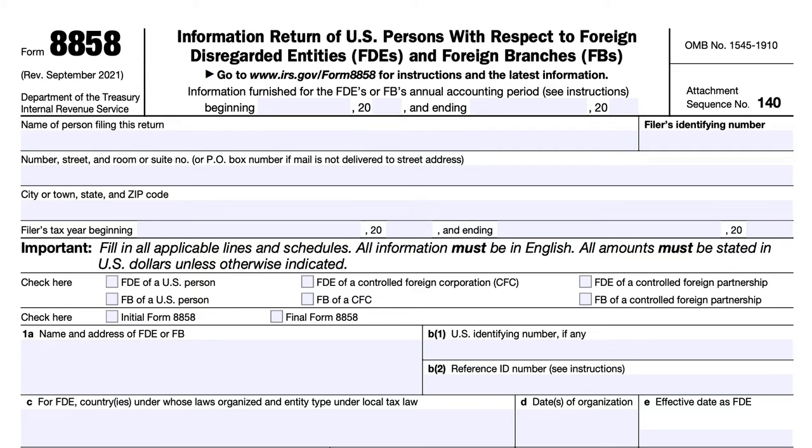This form pertains to certain U.S. persons that own either a foreign disregarded entity or a foreign branch, either directly or in certain circumstances indirectly or constructively. They'll use this form and some or all of the accompanying schedules to satisfy reporting requirements of Internal Revenue Code sections 6011, 6012, 6031, and 6038, as well as the associated Treasury regulations.